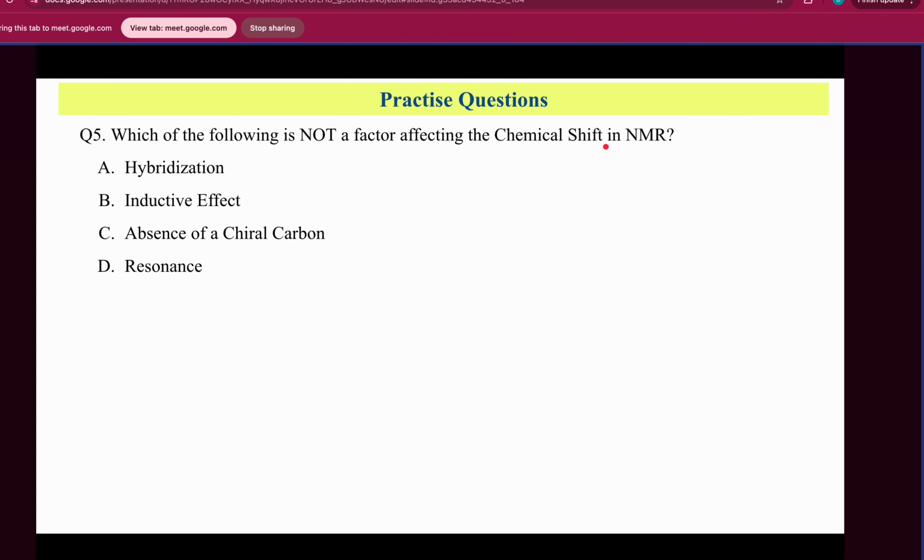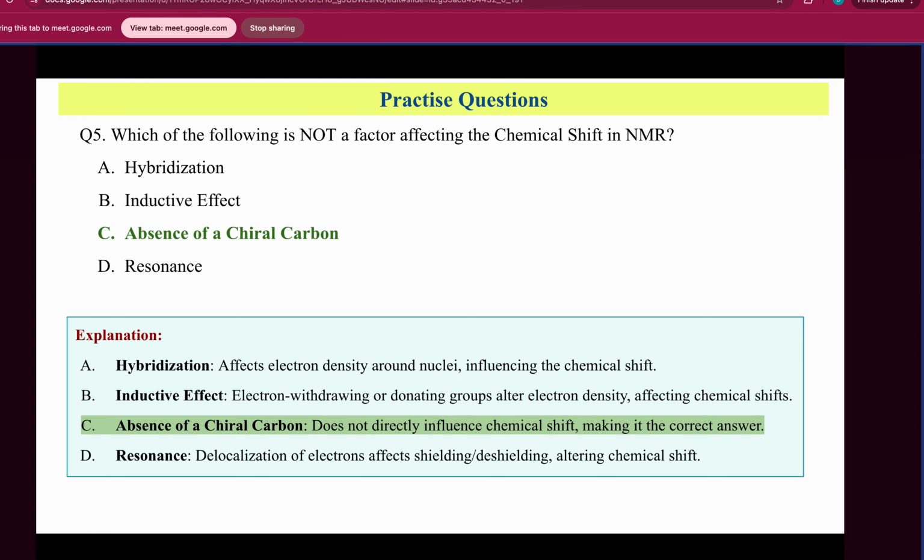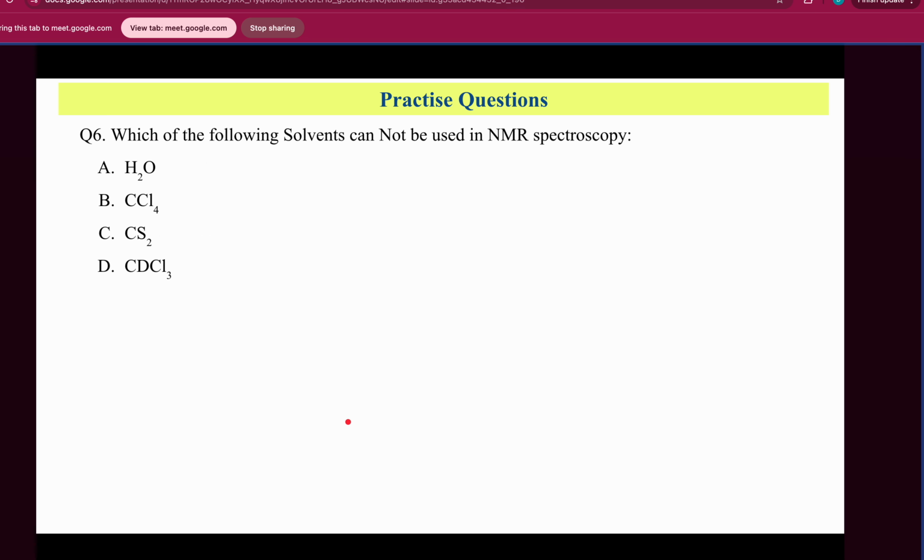So this also we have discussed that there are four main factors which influence the chemical shift. And in this case, the absence of a chiral carbon is not directly influencing the change in chemical shift, whereas hybridization, inductive effect, resonance, and hydrogen bonding, these are the four factors which affect the chemical shift in NMR. So C is the right option.